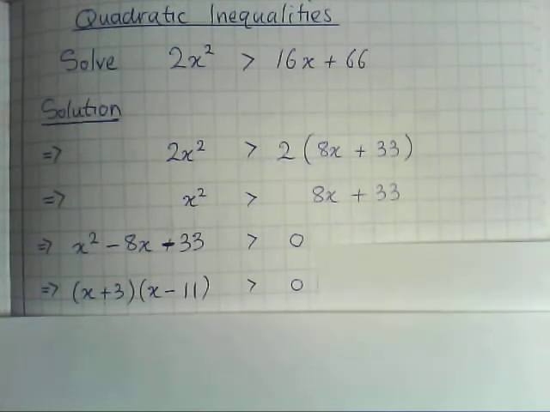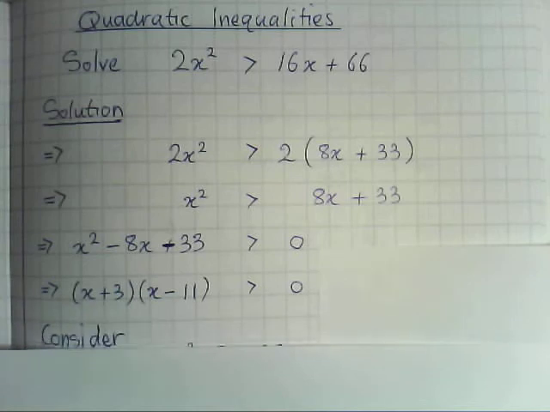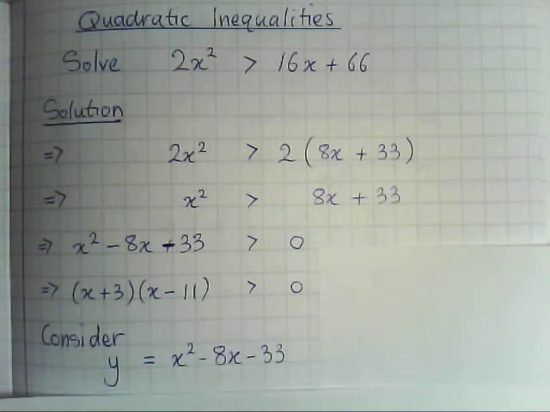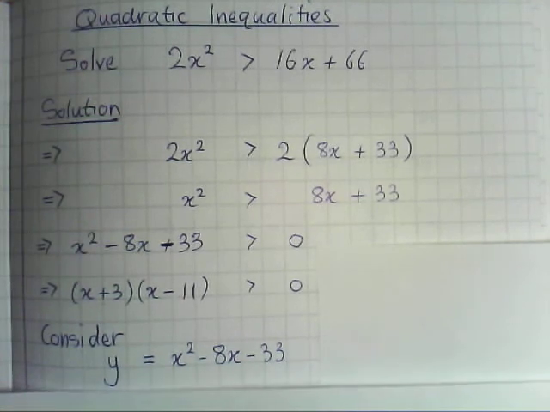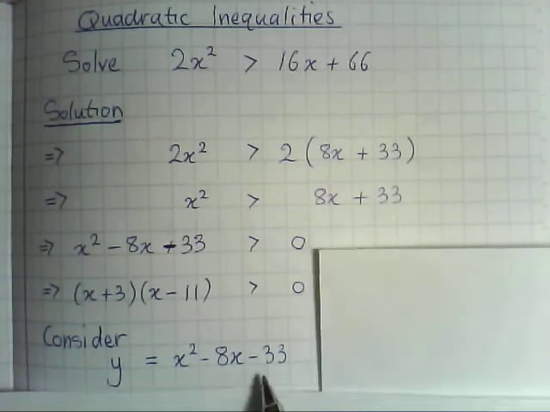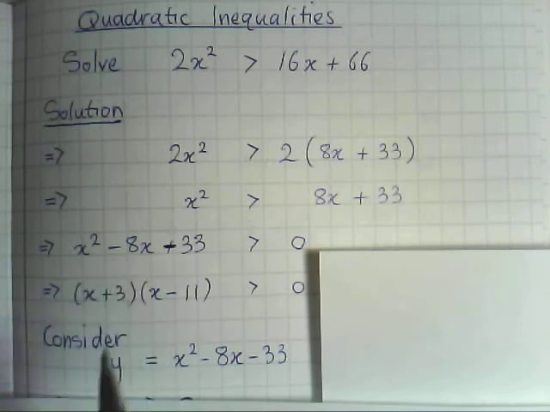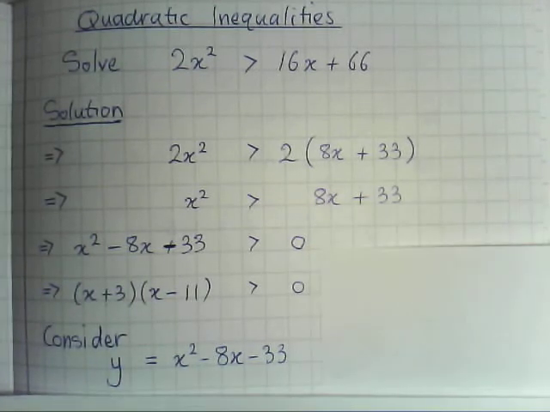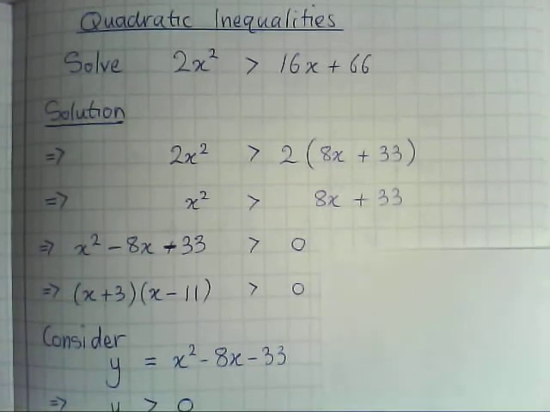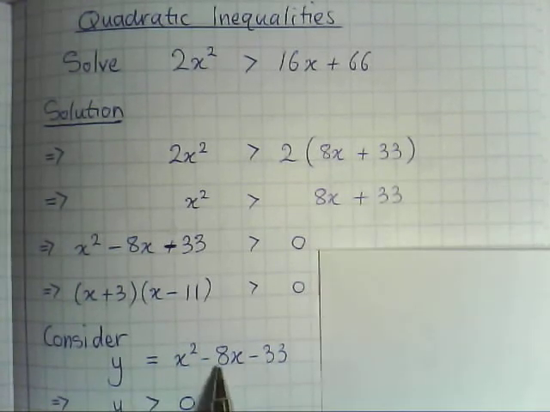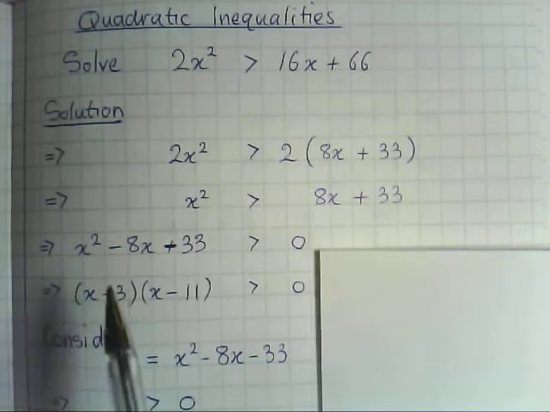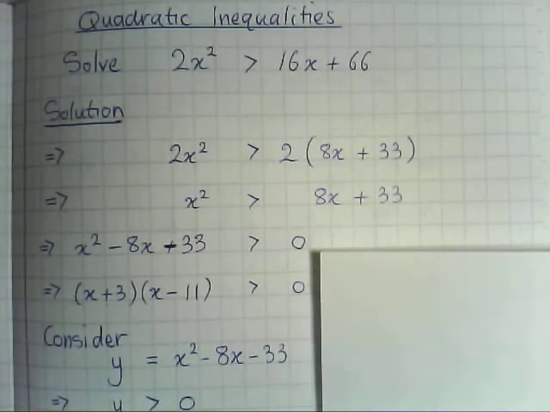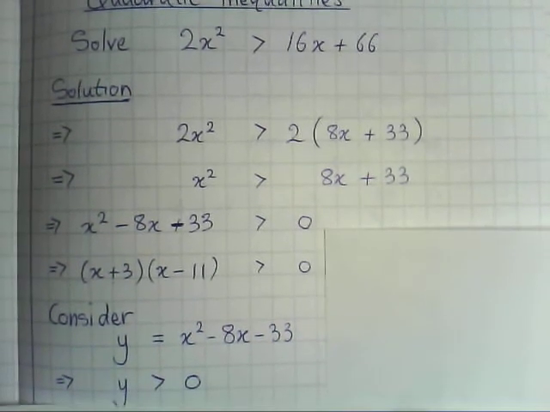Now, similar to previous examples, what we can do is consider the general equation of the curve y equals x squared minus 8x minus 33, which is what we have here. And that's the general form of a quadratic equation. And then because y is equal to this, we can substitute y here. So we end up getting y is greater than 0.